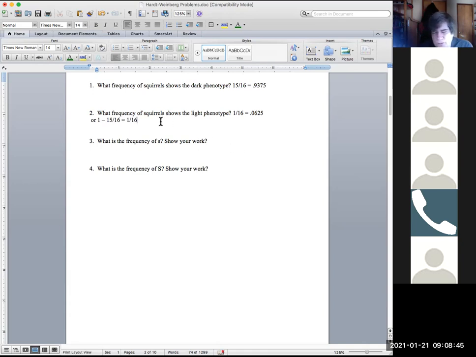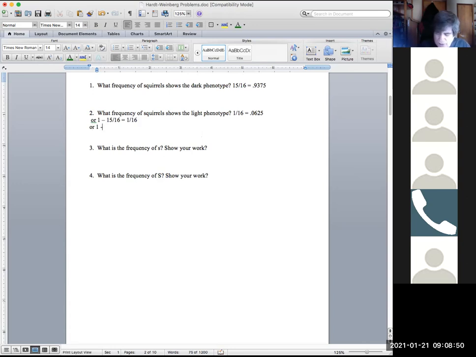Or if you prefer decimals, you could take 1 and you could subtract the 0.9375. And you should get 0.0625. And notice you should get the same answer either way you calculate this. If the answers are different, if you're checking your work and you get different answers, then one of them has to be incorrect.